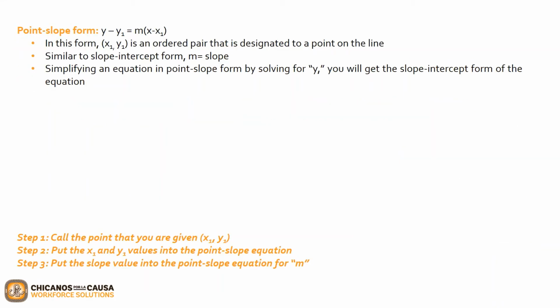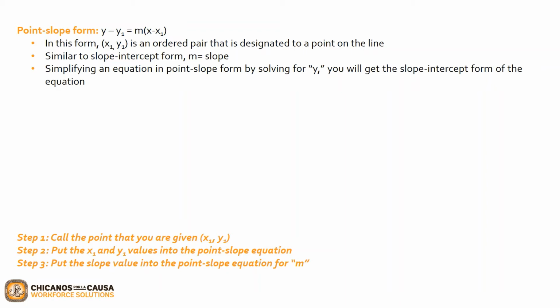We're now moving on to point-slope form. This is a different formula, a different equation. This one is y minus y1 equals m times x minus x1. In this particular case, x1 and y1 is an ordered pair designated to a point on the line, a point that already exists there. Similar to the slope-intercept form, m is still equivalent to the slope.